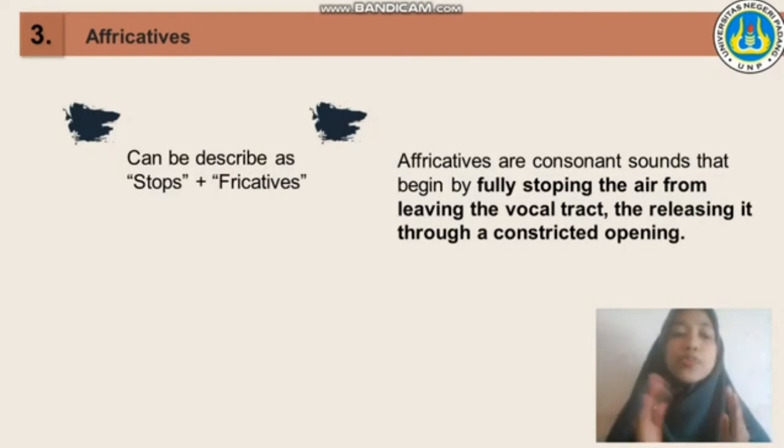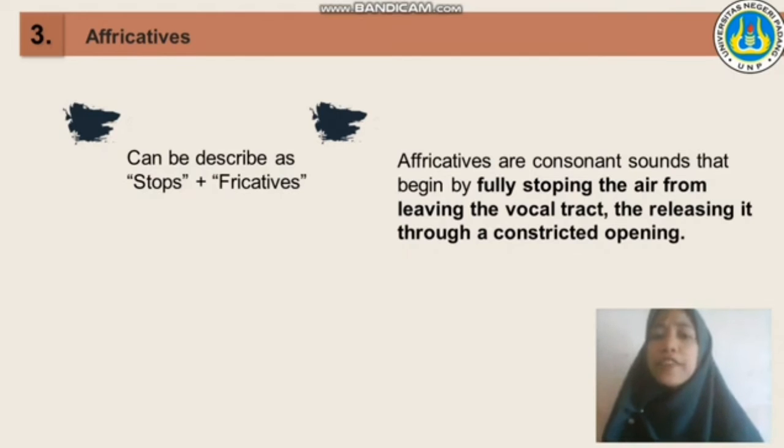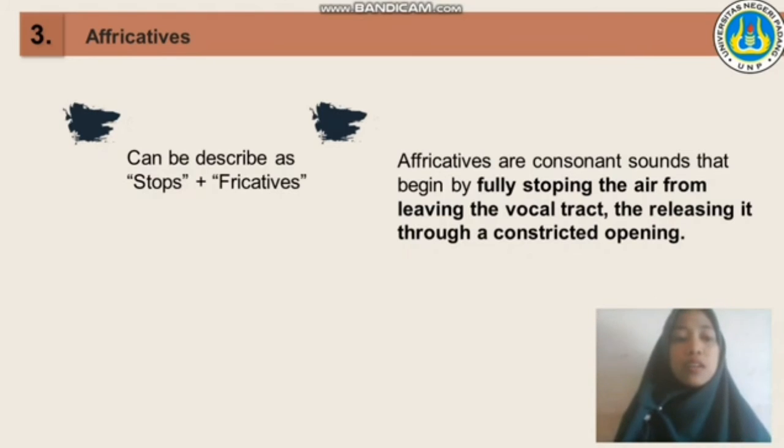The next is affricate. Affricates are a special group of sounds that are formed by combining a stop and a fricative. Affricates are consonant sounds that begin by fully stopping the air from leaving the vocal tract, then releasing it through a constricted opening. The English consonants from affricates are voiceless affricate palatal ch and voiced affricate palatal j.